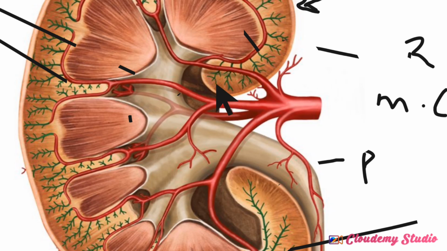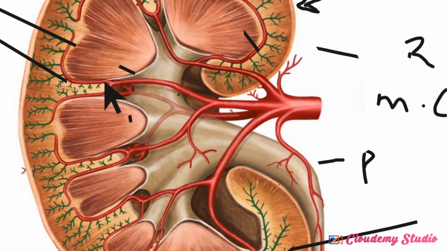You understand? It becomes what? Segmental arteries. Can you see it? Now, the segmental arteries, if you notice very well, this is one segmental artery, this is another segmental artery, this is another segmental artery, this is another segmental artery. Can you see?